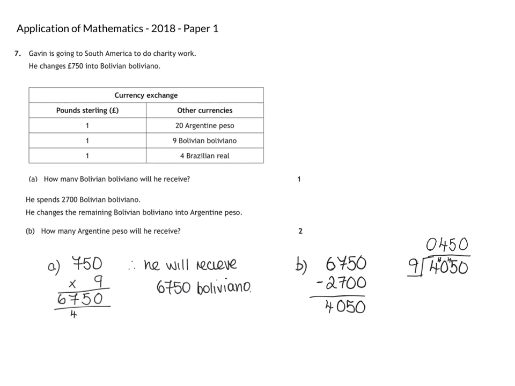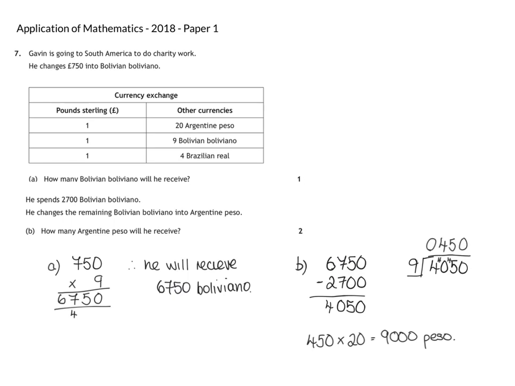So we then now need to change that into Argentine peso, so we need to times it by 20. So 450 times 20. So to times by 20, we're timesing by 2, and then timesing by 10. So we end up with 9,000. 45 times 2 is 90, and then we've got the 2 zeros. So 9,000 peso.